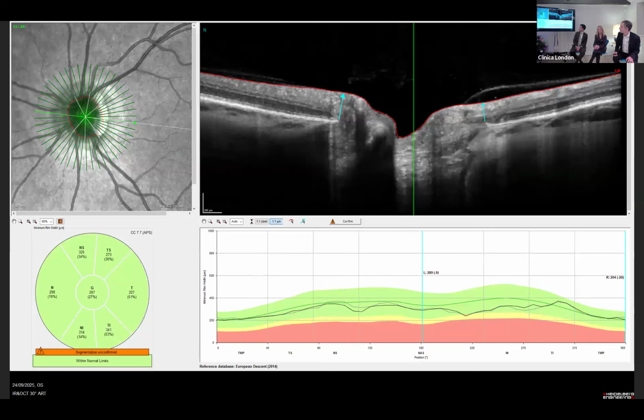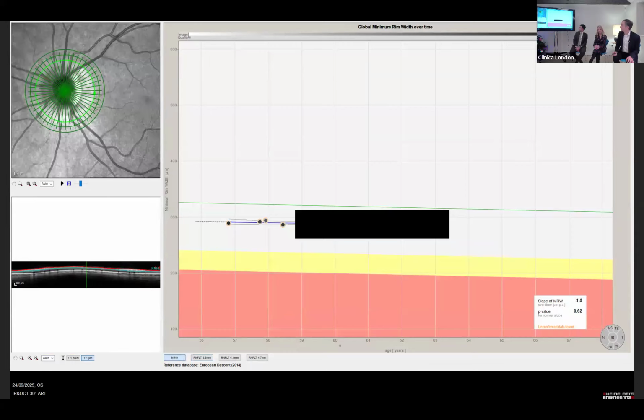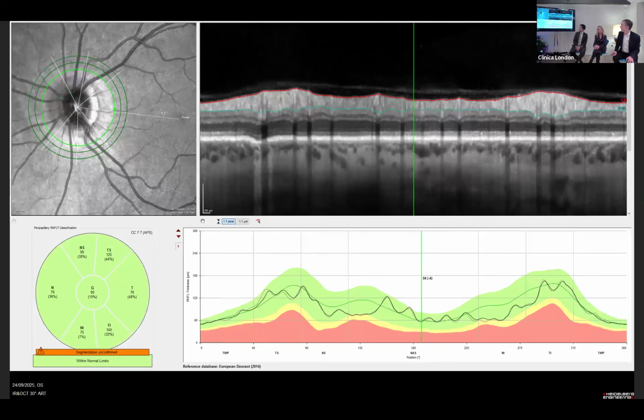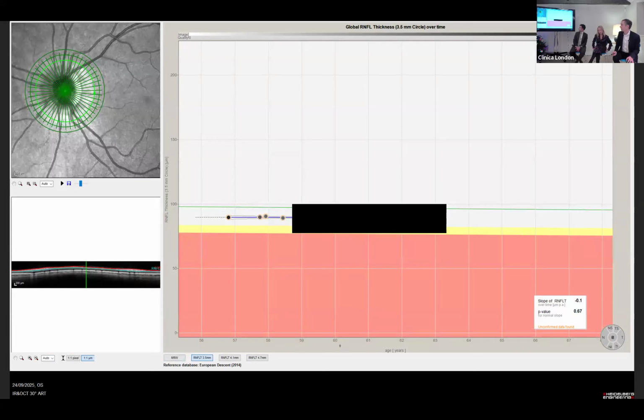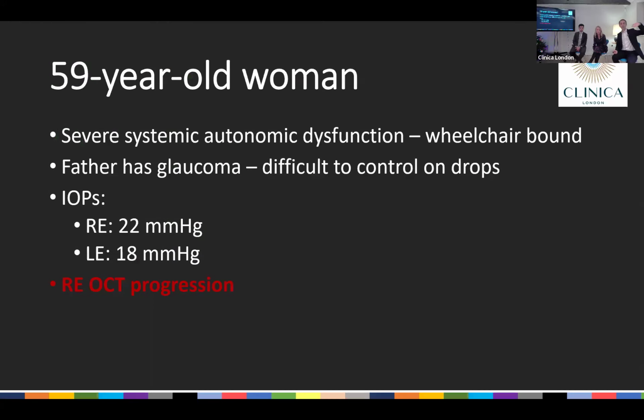The other eye, though, the eye with the pressure of 18, looks quite similar there, horizontal, looks quite similar there, and horizontal. And so here, the eye with the pressure of 22 is slowly getting worse, and the eye with the pressure of 18 isn't. And this is OCT progression.